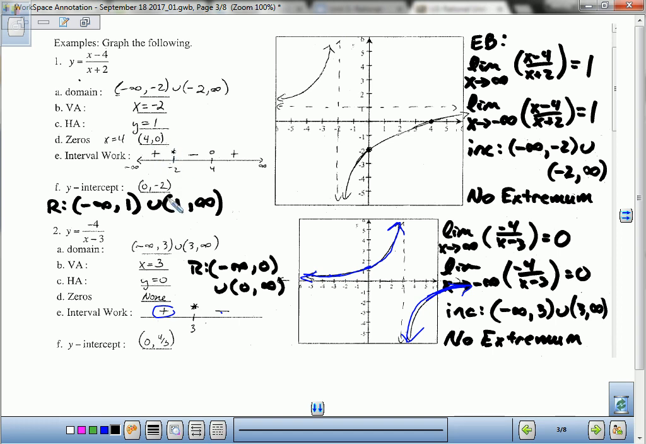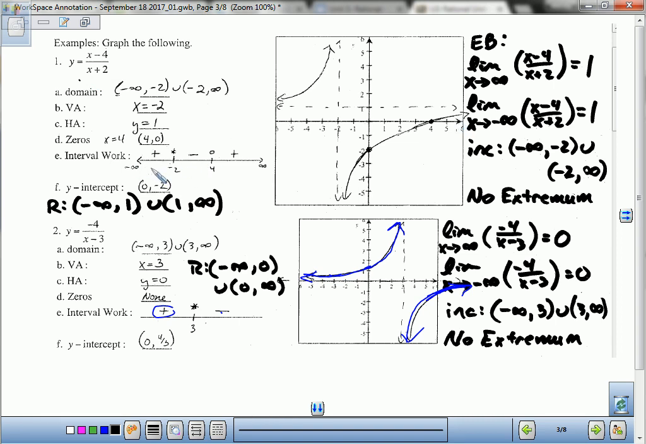How do we find the zeros? You set the numerator equal to 0 and solve. Then we can find the y-intercept by just plugging in 0 for x. So that gives us some points. Now, this interval work is critical for letting us know what happens at the ends of the graph and what's going on in between and around our asymptotes.